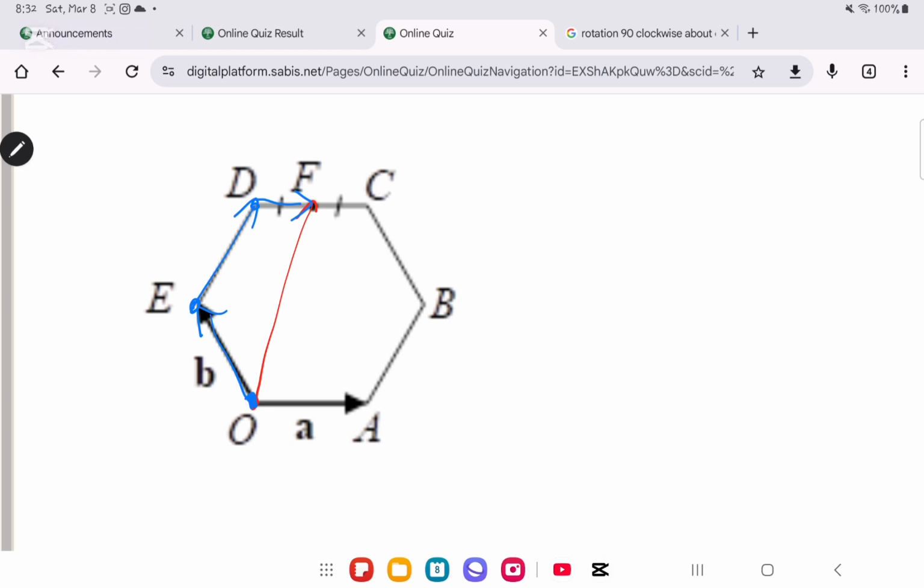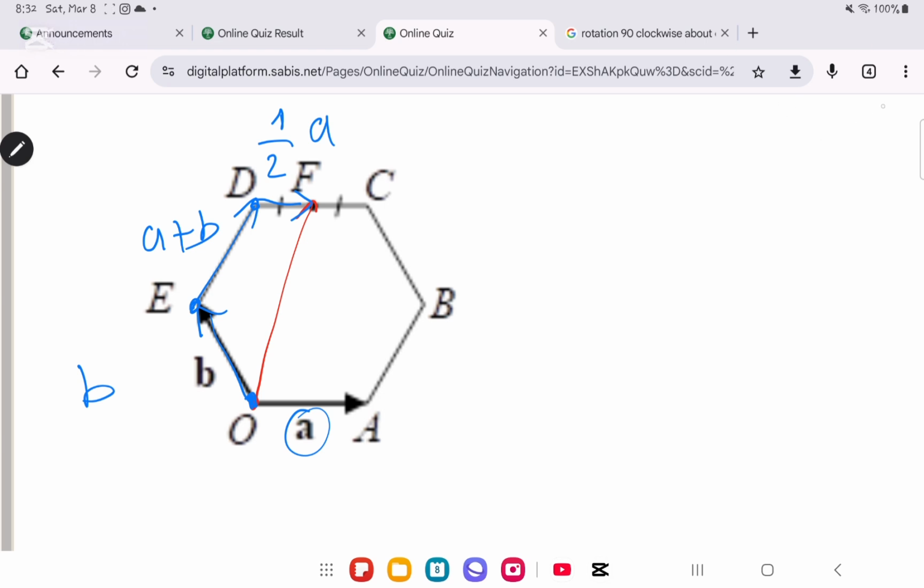We know that OE is B. We know that ED is A plus B. And finally, we know that DF is half of DC. And we know that DC is A because it is parallel to this. So definitely DF is going to be half of A.